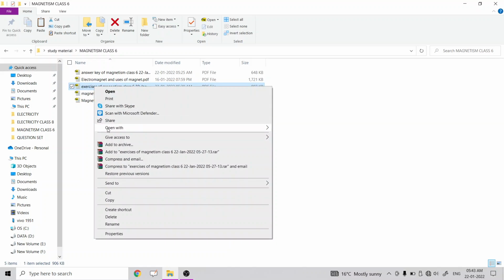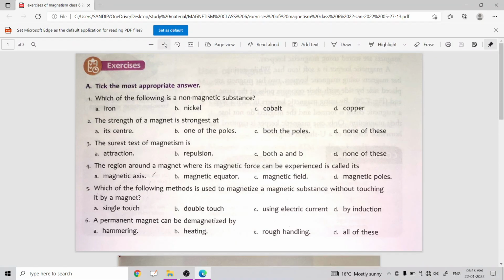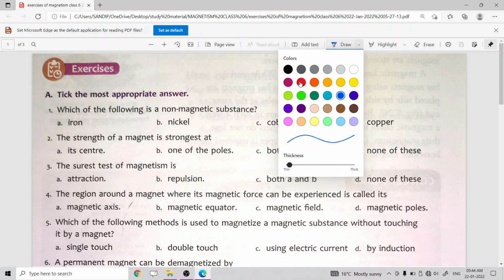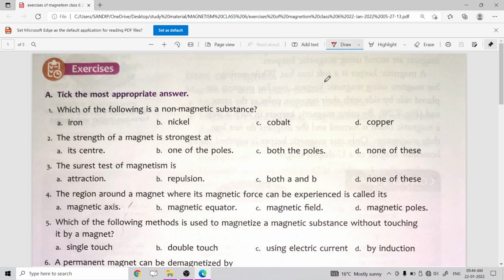So first of all, the first question from your textbook: which of the following is a non-magnetic substance? The options are iron, nickel, cobalt and copper. The correct option is copper.